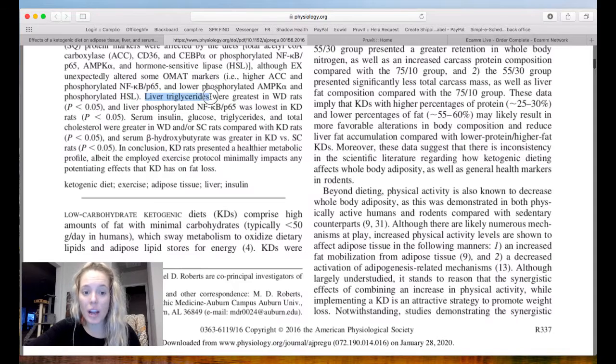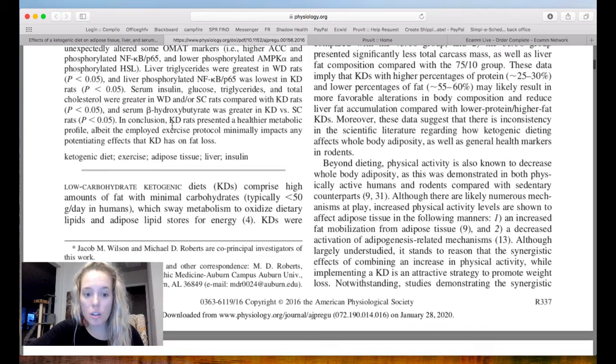The triglycerides in the liver were the greatest in the rats that were eating the Western diet, and the lowest in the rats that were eating the ketogenic lifestyle. Serum insulin, glucose, triglycerides, and total cholesterol were greater in the Western diet and the, whatever they call this, standard chow, compared to the rats that were with the ketogenic lifestyle.